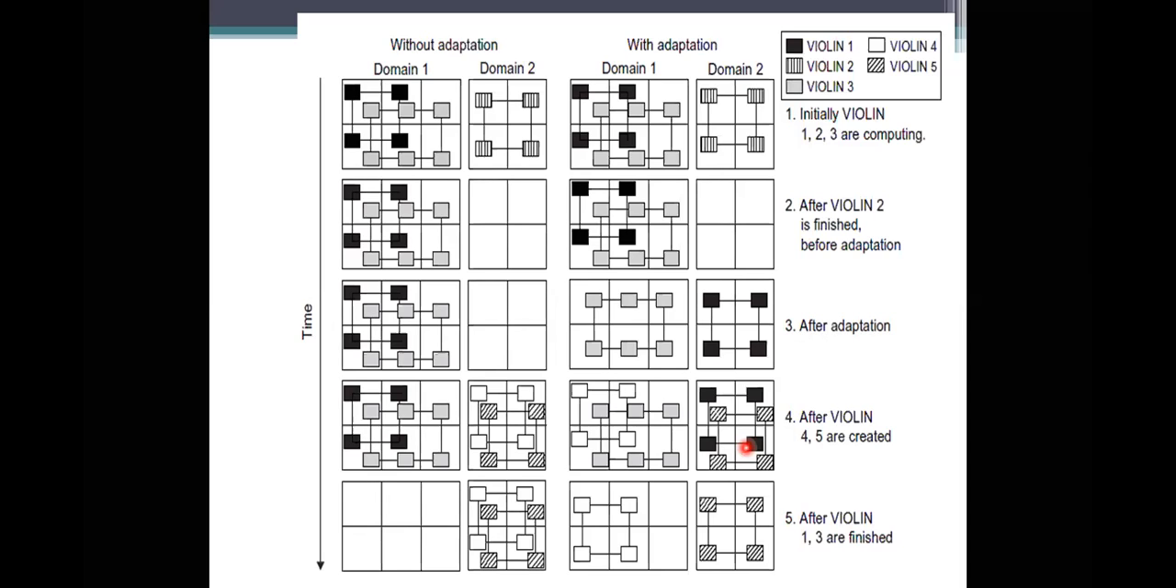The squares, with various shadings, are deployed to the physical server nodes. And what is the execution environment? We are providing a 6 node environment in domain 1 and a 4 node environment in domain 2.